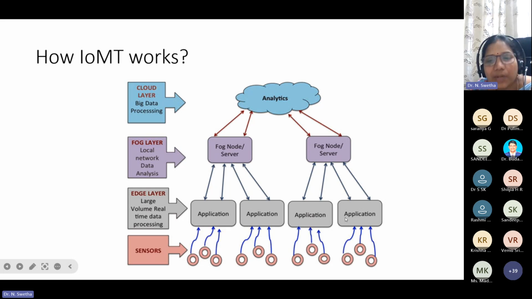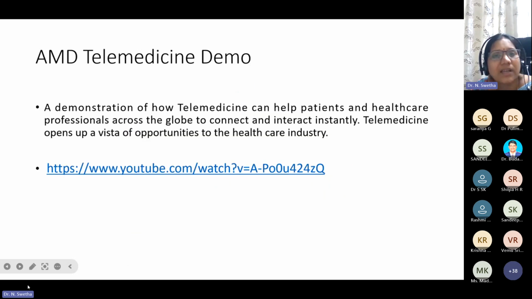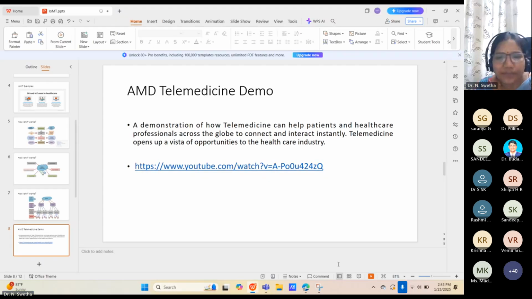Coming to the application, I'm going to show about the persistence. You have all the sensors which are continuously giving the data to it. And let me show you one small, simple telemedicine application. This was in India, a demonstration of how telemedicine can help patients. This is an eye examination in the healthcare industry. Let me show you that quickly. I think I should share it again for the video.